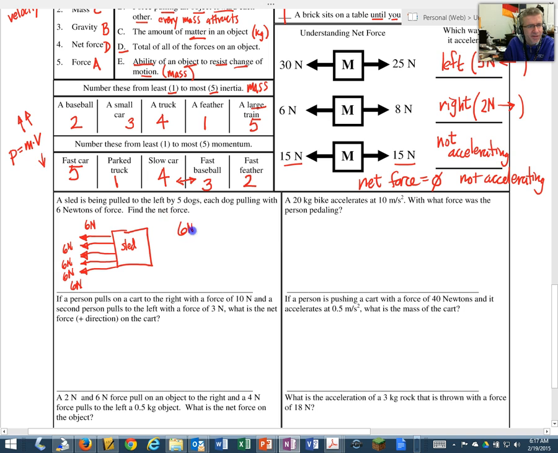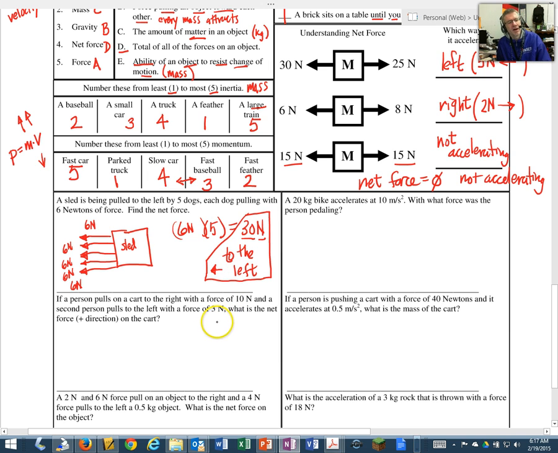That's just 6 newtons times 5 dogs equals 30 newtons total force to the left. To the left. So this is how you get full credit. You got the answer, you got the number, you've got the units, newtons, and then you've got the direction, to the left. Some people draw arrows too, that's good. All of those get you 3 points out of 3.